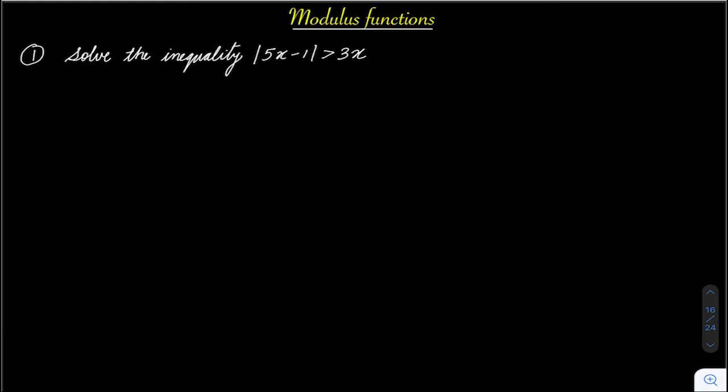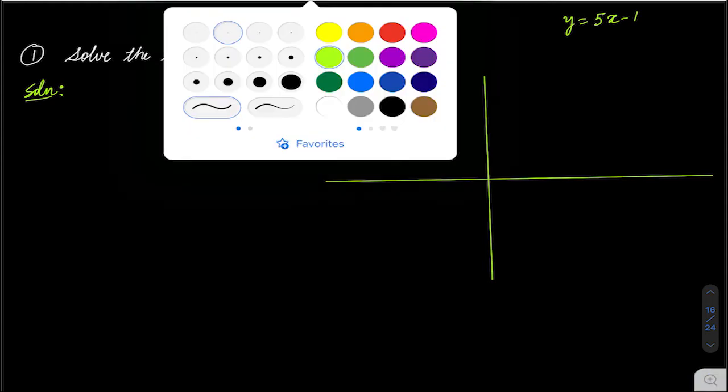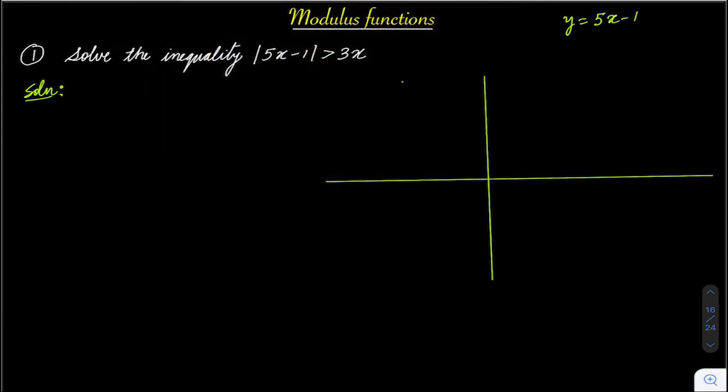Whenever this kind of question is there, you can see that the modulus is there on only the left side. As we are approaching this with the graphical method, first we will draw the graphs of both the functions. So let's draw the graph first. Mod of 5x minus 1: first we draw 5x minus 1 and then whatever part is below the x-axis, we take the reflection of that. By now, if you have practiced some questions, you already know that this is going to be like this.